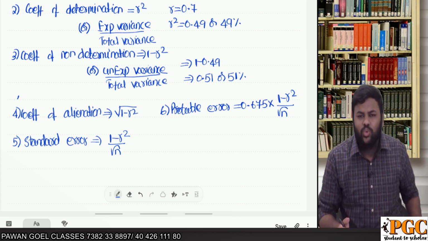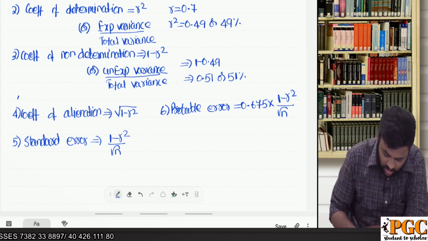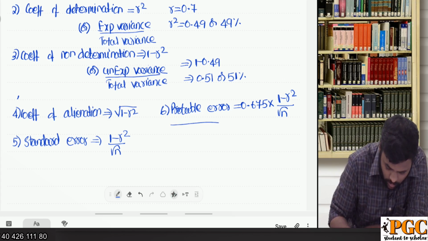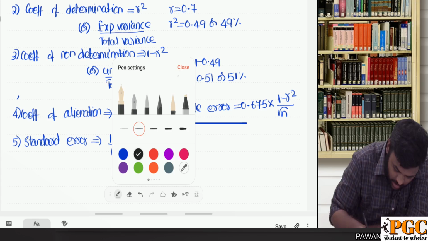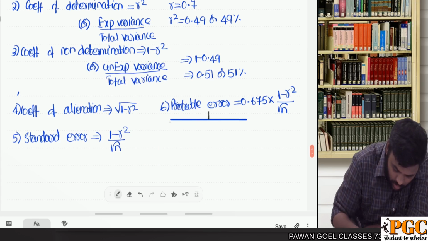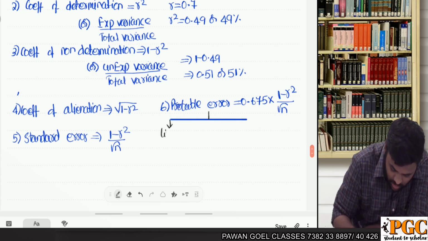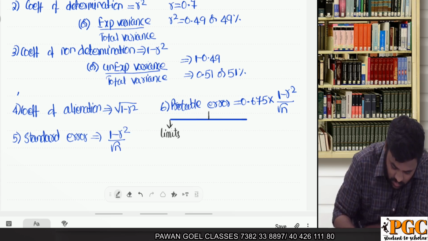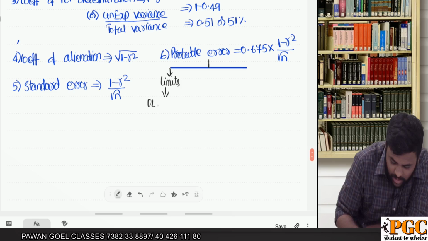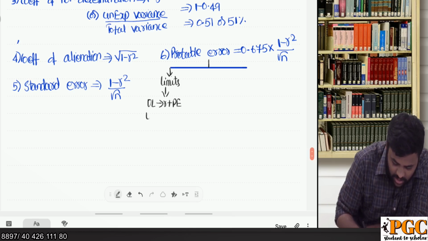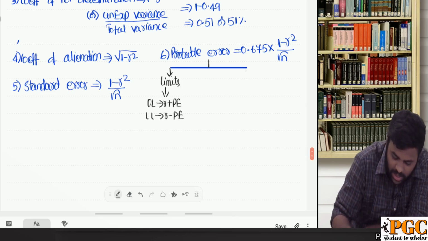Now what is the use of this probable error? There are total two uses of this probable error, my dear friends. Sir, what are those two uses of probable error? First one is to compute the limits of population, where upper limit is supposed to be r plus probable error and lower limit is supposed to be r minus probable error.